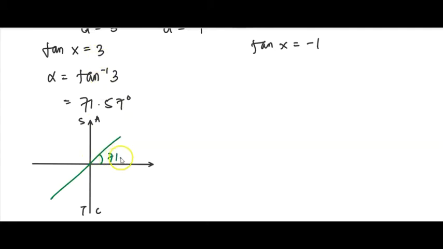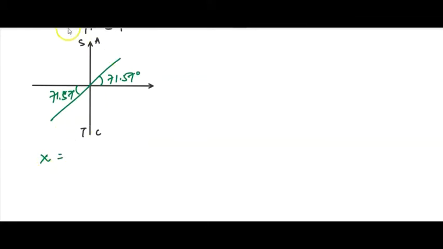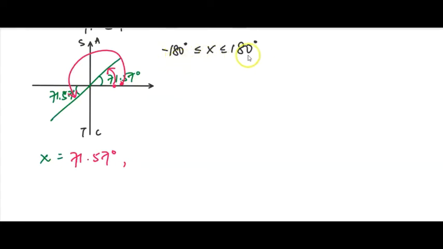So my basic angle is over here, 71.57. And now you can get your x by rotating your angle starting from the positive x-axis. The first angle is 71.57 and the second angle exceeds 180. Since we only allow x from -180 to 180, the second angle will be ignored. Now we measure the angle following the clockwise direction. Since we also allow negative angles, it should be -108.43.